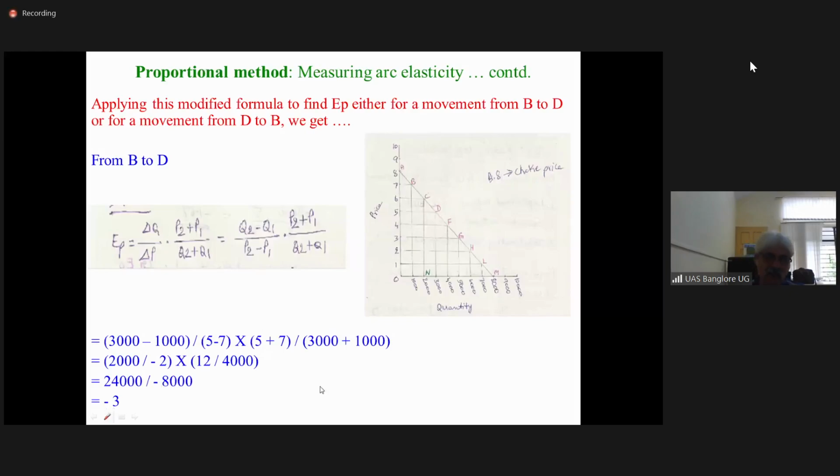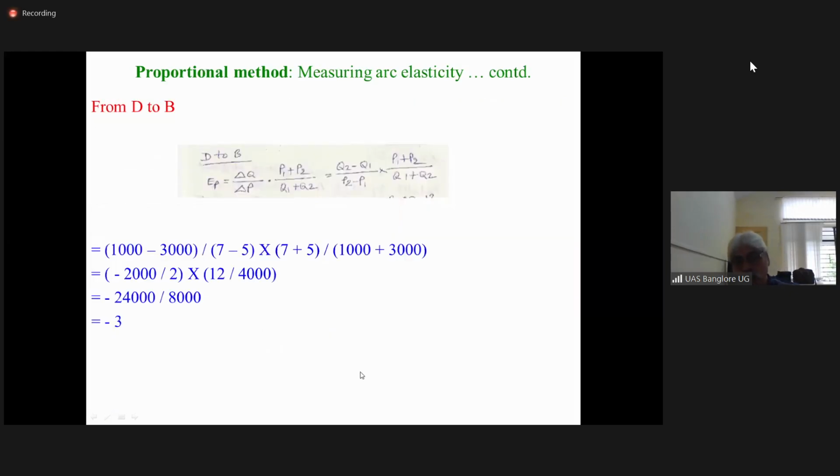We ignore the sign, of course. And suppose you are moving from B to D, then also it will be the same. The formula is the same. The numerator, instead of 3000 minus 2000, it will be 1000 minus 3000. So instead of positive 2000, you have negative 2000. Instead of 5 minus 7 and minus 2, you have 7 minus 5, positive 2. It remains the same. But the denominator, again, instead of 5 plus 7, it is 7 plus 5.